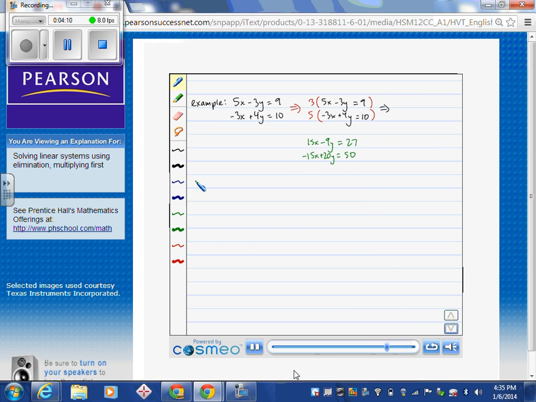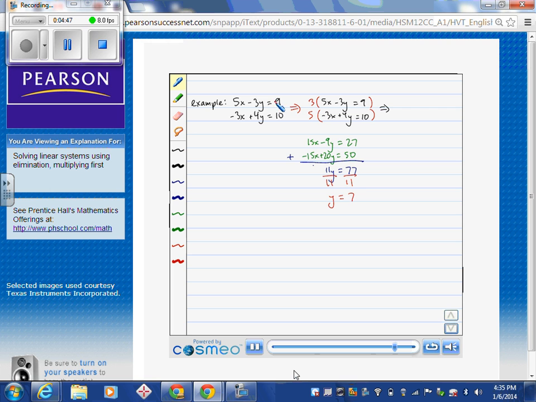And then I'm going to go ahead and eliminate x. 15 that we're going to add here because 15 plus a negative 15 is 0. Negative 9y plus 20y is going to result in 11y, and 27 plus 50 gives us 77, which leaves us with 0 plus 11y is equal to 77, or simply 11y is equal to 77. Then I'll go ahead and divide each side by 11, giving us a y value of 7.